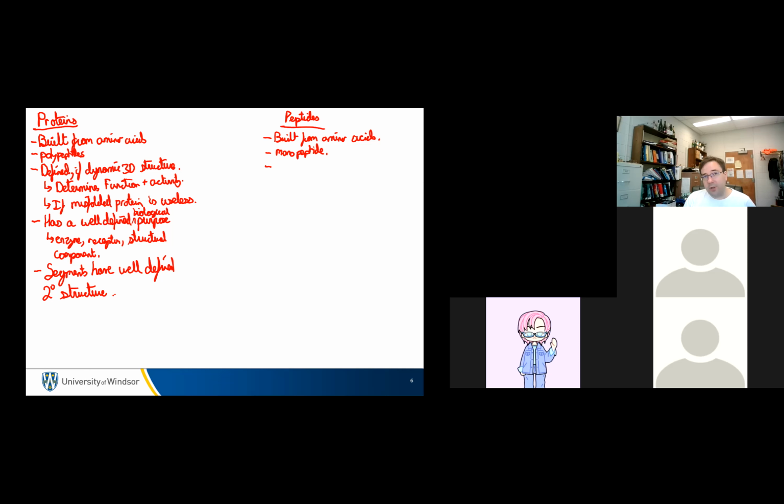Originally, protein was actually used for all sorts of organic biomolecules, like nucleic acids were proteins and so were sugars. Everything was a protein. Interesting. Okay, anyways. That would have been confusing.